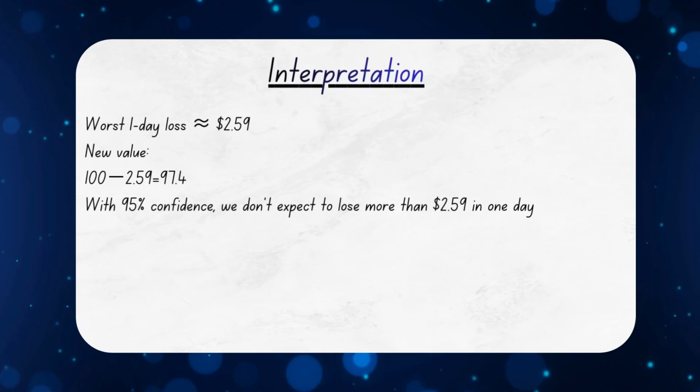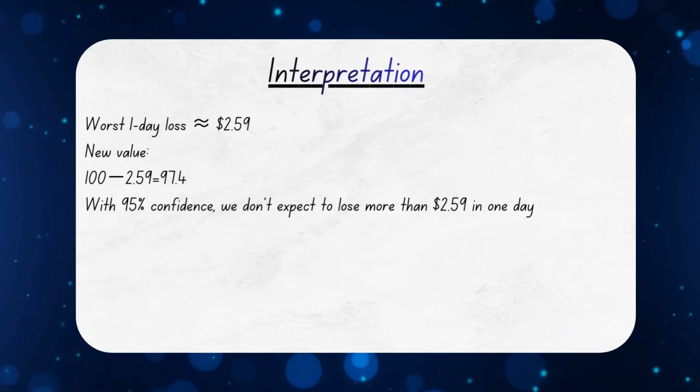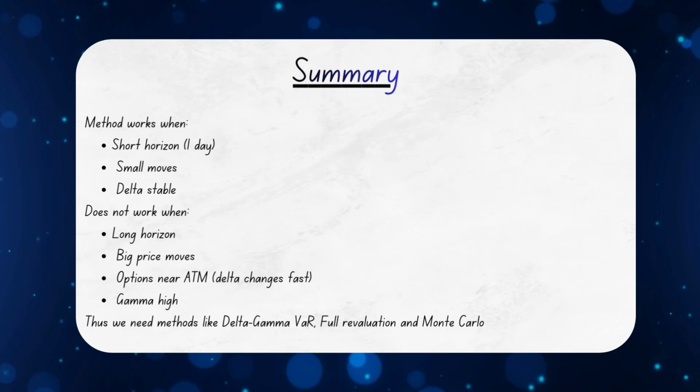So our one-day VaR is $2.59. This means the worst expected loss for one day is about $2.59. So if today the value is 100, the new value could fall to around 97.41. And with 95% confidence, we don't expect to lose more than this in a single day. So VaR basically gives us a risk boundary. It's not the exact loss, just a safety estimate.